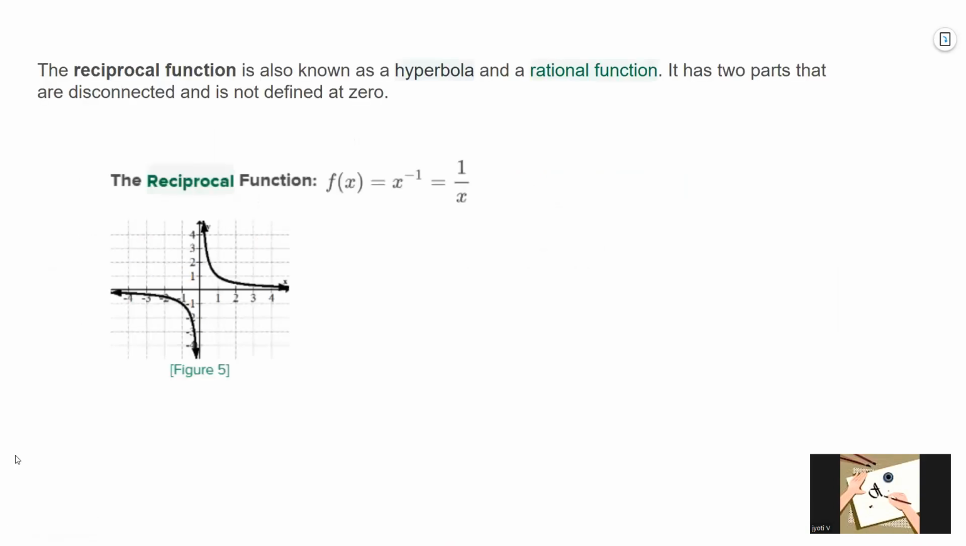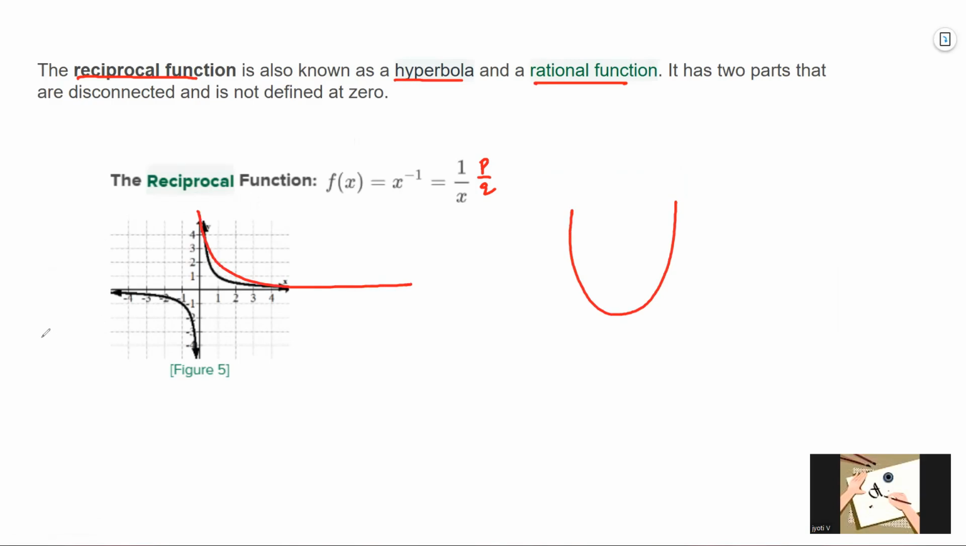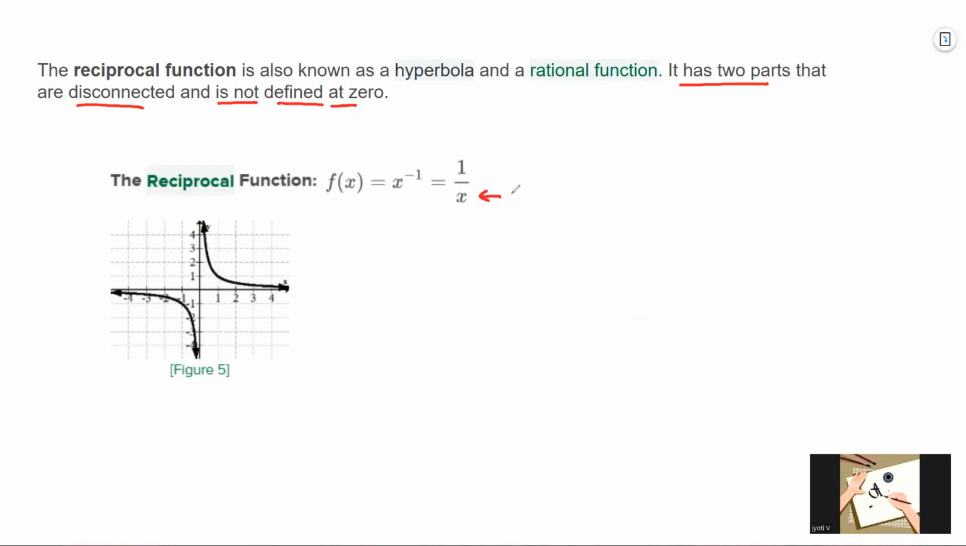Here we go. Reciprocal function. How does the graph of a reciprocal function look? The reciprocal function is also known as a hyperbola or a rational function because it is in the form of p by q and the graph is hyperbolic. So this is a parabola and this one is a hyperbola. It has two parts that are disconnected and is not defined at 0, because if x turns 0, 1 upon 0 is an undefined term, meaning not a defined term.